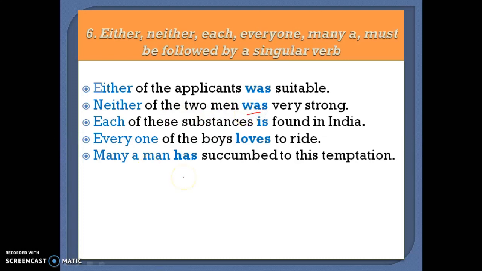Next sentence. Each of these substances is found in India. Every one of the boys loves to write. Many a man has succumbed to this temptation.